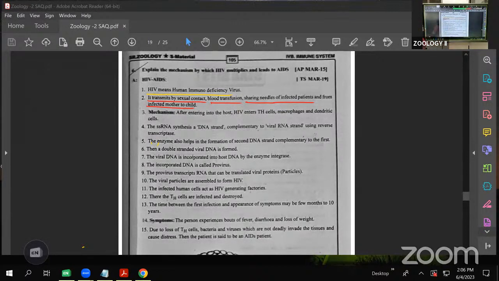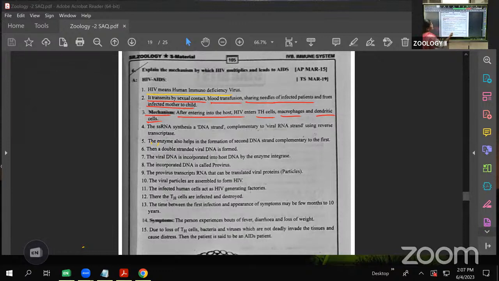What about the mechanism? After HIV enters the body, the TH cells, macrophages and dendritic cells identify it. First, when HIV enters the human body, immediately the T helper cells, one type of T cells, and the macrophages and dendritic cells identify the HIV first.